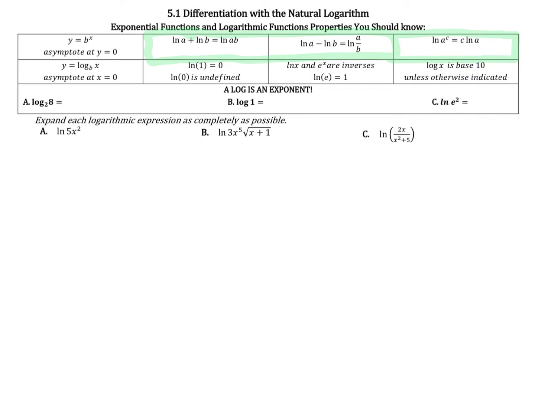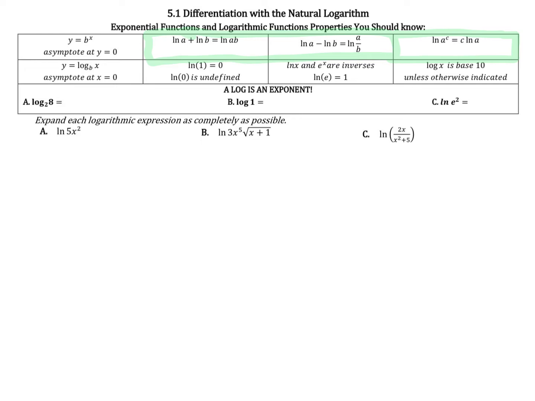There's a couple other properties here that are helpful. We already talked about natural log and e being inverses of each other, which means natural log of e, to what power is e? That would be 1. If we have log, the common log, that is base 10 unless there's another number in that spot. So unless otherwise indicated. Natural log of 1 is 0 because e to what power is 1, e to the power of 0. And natural log of 0 is actually undefined. We can't ever have e to the power of something be 0. Again, that goes back to our asymptotes over here.